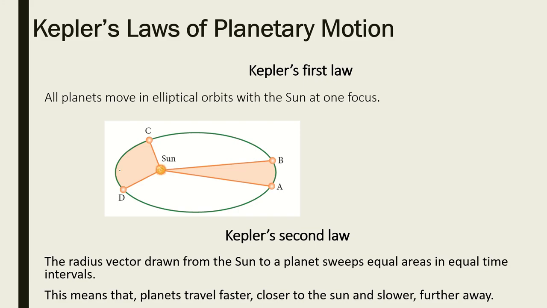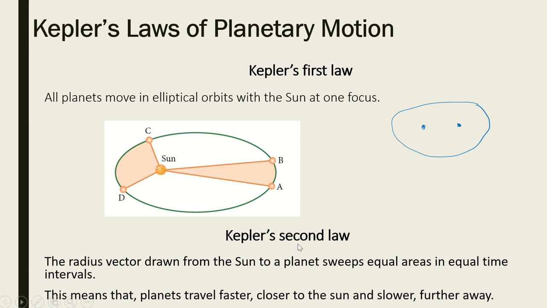The first law is simply that all planets move in elliptical orbits around the Sun at one focus. So technically, an ellipse is kind of like a circle but dragged out like an oval, and it's got two foci. Foci is just the plural of focus. So all planets move around the Sun in an elliptical orbit with the Sun at one of those foci. So that's literally just the first law: all planets move in elliptical orbits with the Sun at one focus.